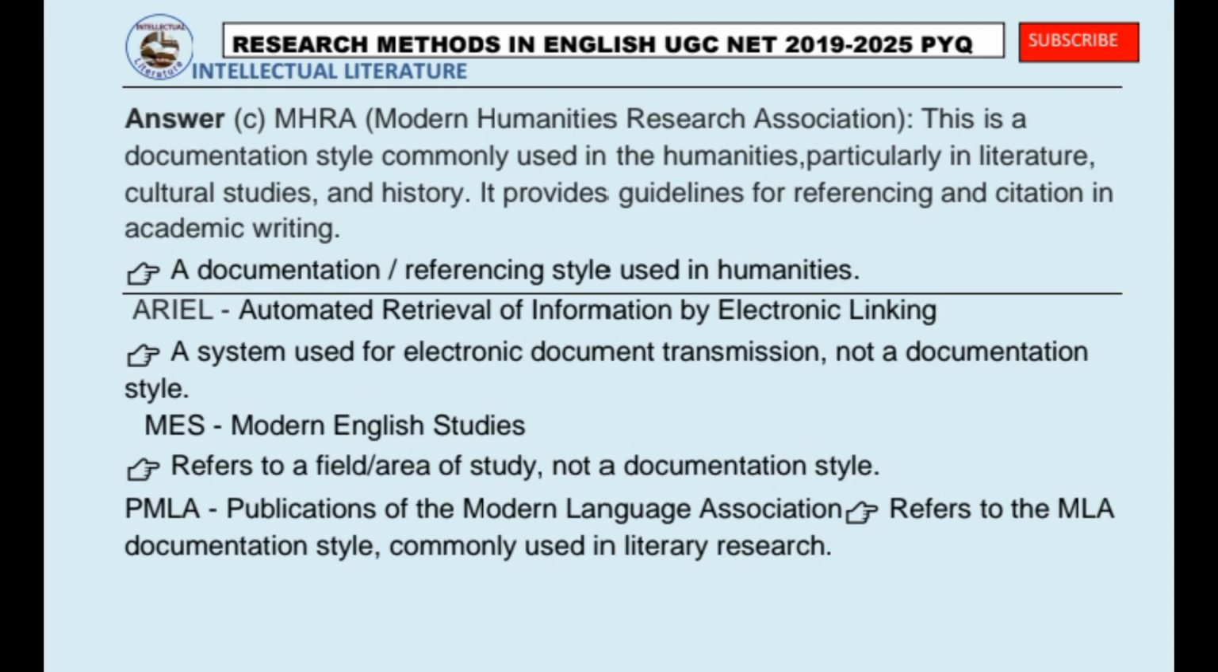ARIAL means Automated Retrieval of Information by Electronic Linking, a system used for electronic documentation and document transmission, not a documentation style. MES means Modern English Studies. It refers to a field or area of study, not a documentation style. PMLA, Publications of the Modern Language Association, refers to the journal of the MLA, commonly used in literary research. Let's move on to the next question.